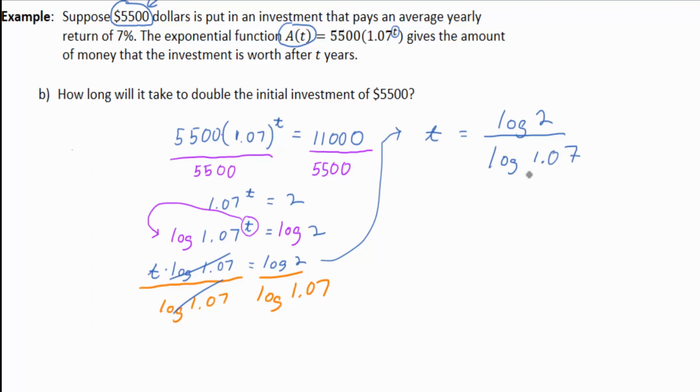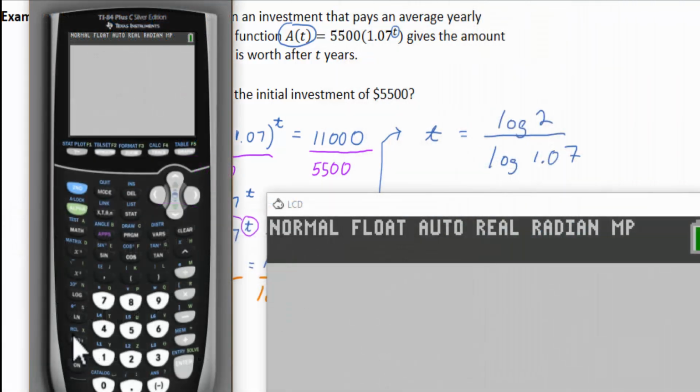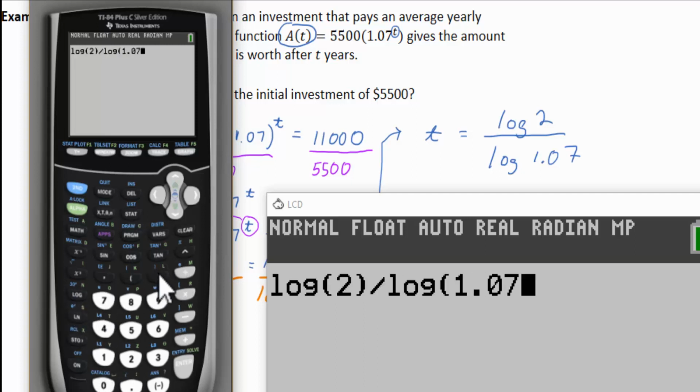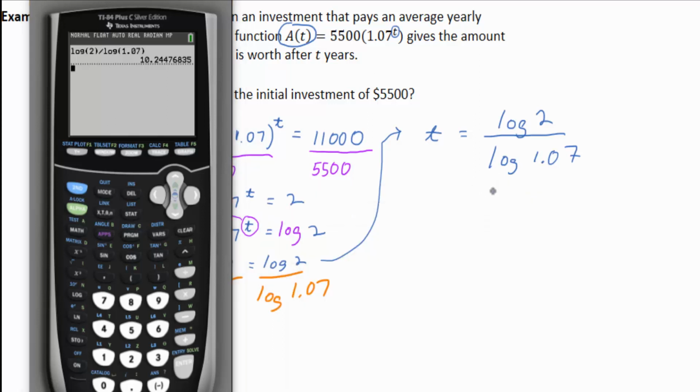I don't really know what that looks like as a decimal number, and I need a decimal number I can wrap my mind around. So let's bring out the calculator, clear out what was there. Let's go log of 2, close that parenthesis, and then divide by log of 1.07. And it takes about 10.2 years if we round to one place past the decimal. So t is approximately 10.2 years. 10.2 years and you double your money. That's the magic of compound interest.